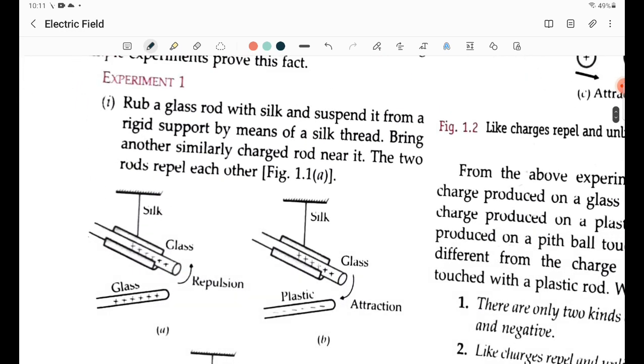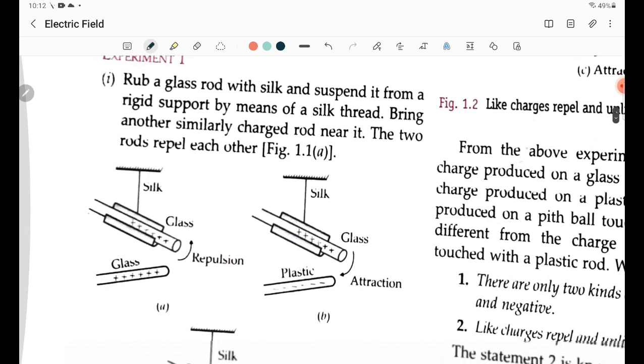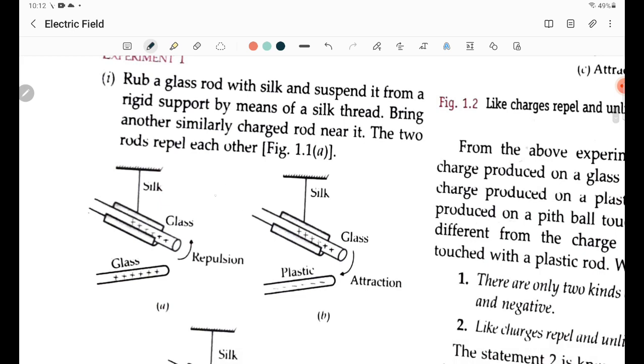See, I am taking a glass rod, rubbing it with silk, it is getting a charge. I am doing the same for another glass rod, and I am taking this glass rod closer. The glass rods are repelling each other. That means they have the same charges because they are rubbed with the same.